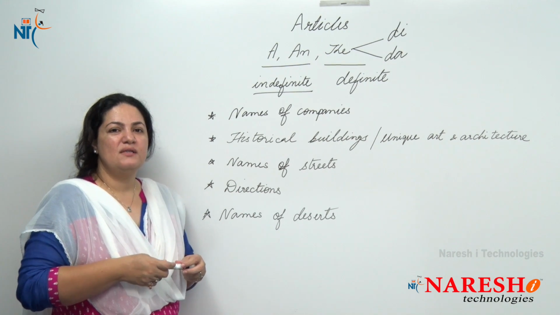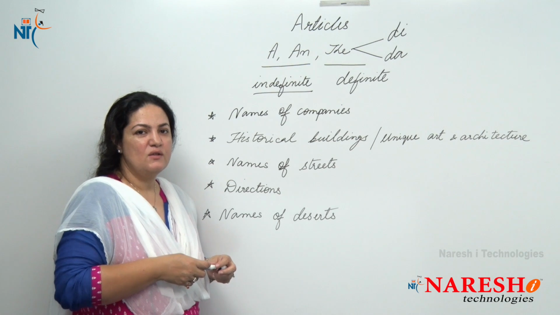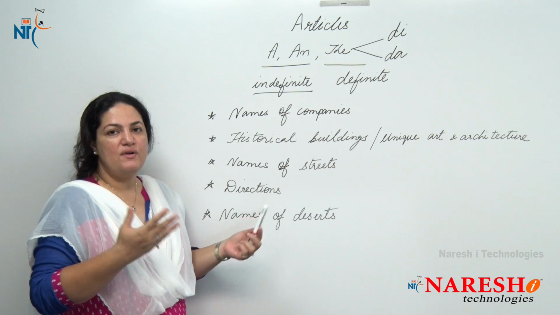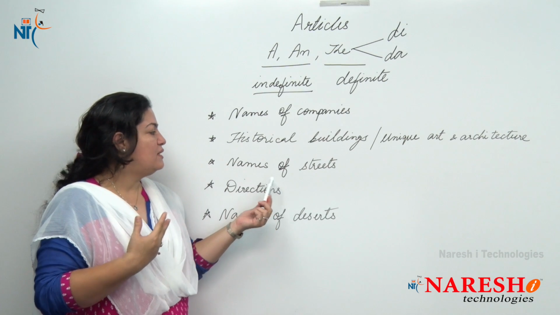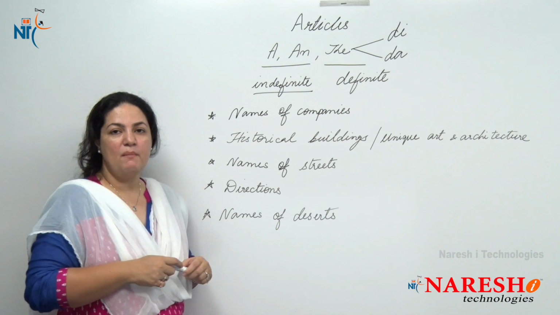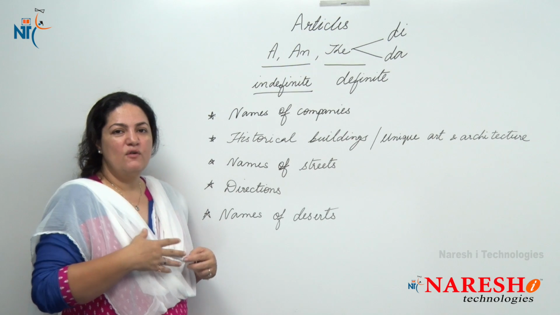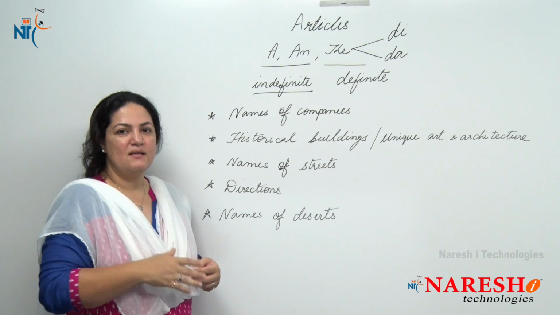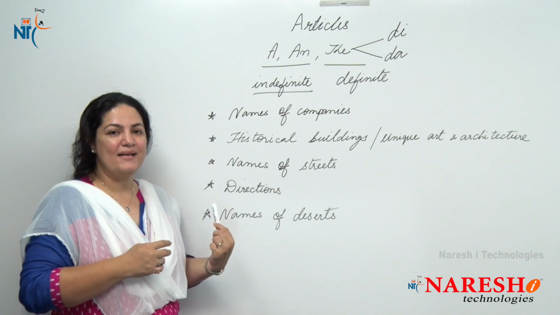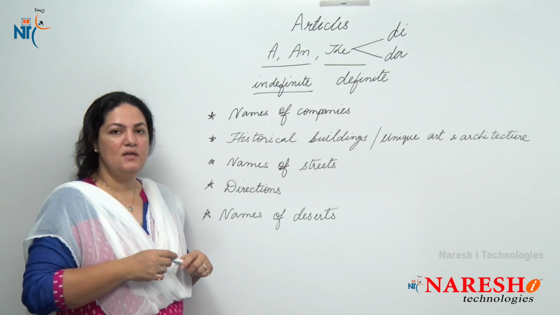Names of streets. Usually we do not use the before names of streets. So we'll say James Street, Baker Street. All these are without the and not with the. When we are talking about directions, we all know the 4 directions: north, south, west, east. So when you are going towards a direction, I am going to the north, to the south, the west, the east, we usually use the.